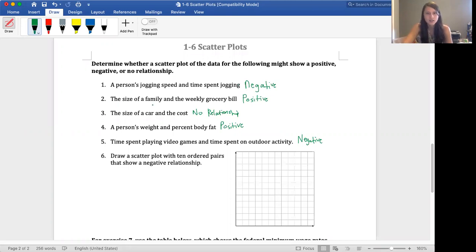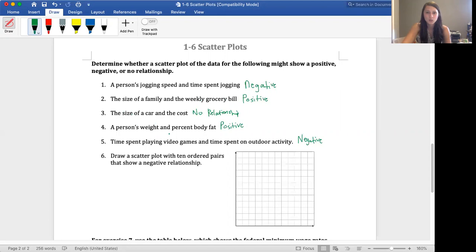Number 2, the size of a family and the weekly grocery bill. So think about it, if you have more people in your family, don't you have more mouths to feed and you have to buy more food? So your grocery bill is going to go up. Number 3, the size of a car and the cost. I don't think the size necessarily equals how much the car would cost. Usually it's related to other things, not so much the size. And so there's no relationship there.